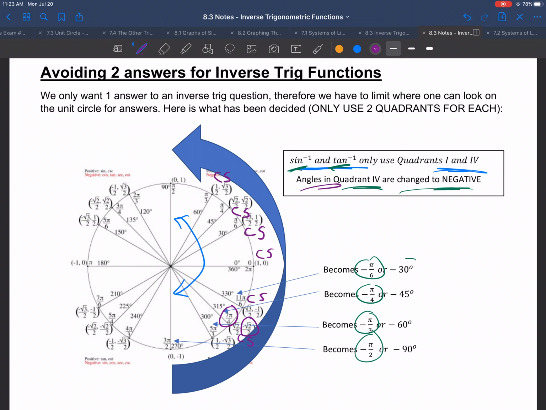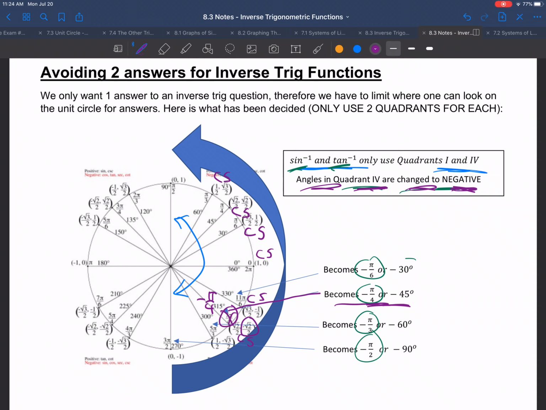Here's the other note. Angles in quadrant 4 are changed to negative. And see this arrow right here? Let's trace this one back here. It becomes negative pi over 4. This one is negative pi over 4, not 7 pi over 4. I can't use the 7 pi over 4. That's the other weird thing. There are these two weird things you have to keep in mind when you do sine inverse and tangent inverse in quadrant 1 and 4, especially in quadrant 4: the answers are changed to negative. You give the negative version.